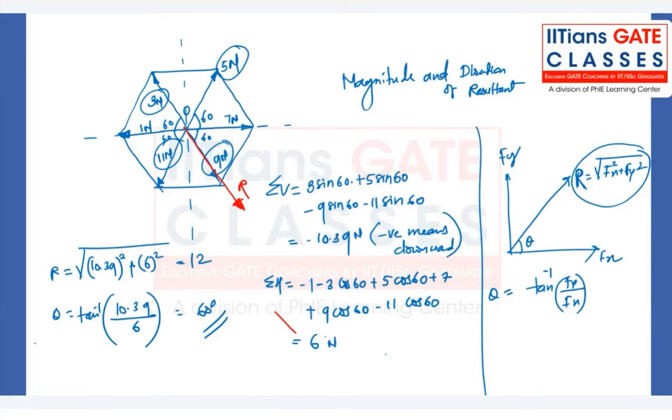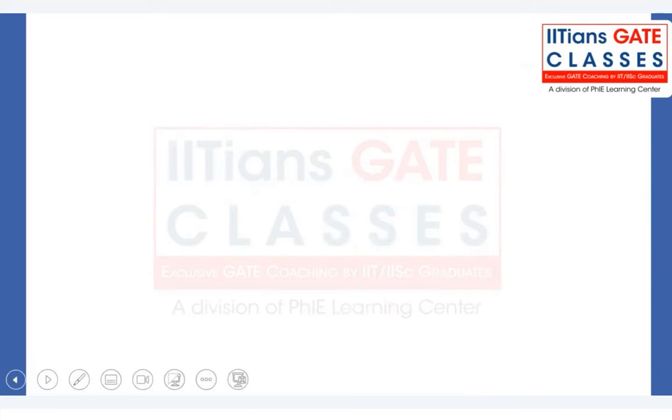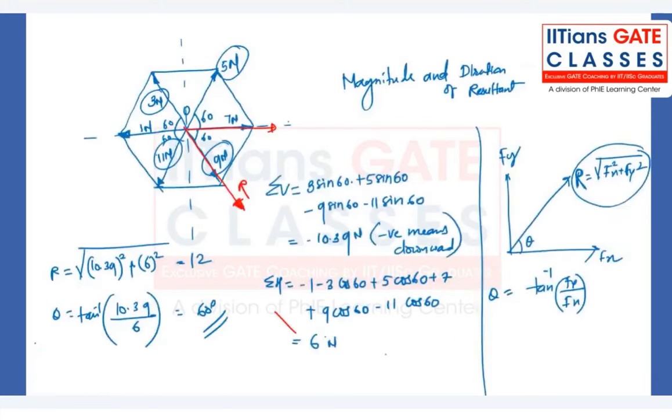Okay, this is our, go back and write. Summation horizontal is how much? 6 Newton. Summation vertical is 10.39. Resultant is 12. Are you following? Any doubt till this?